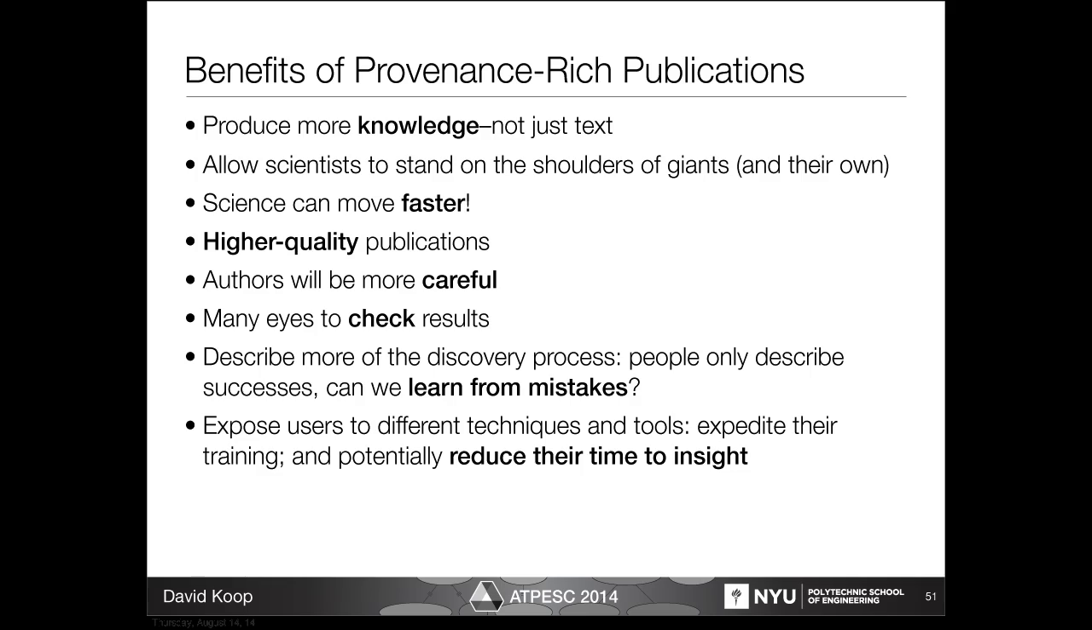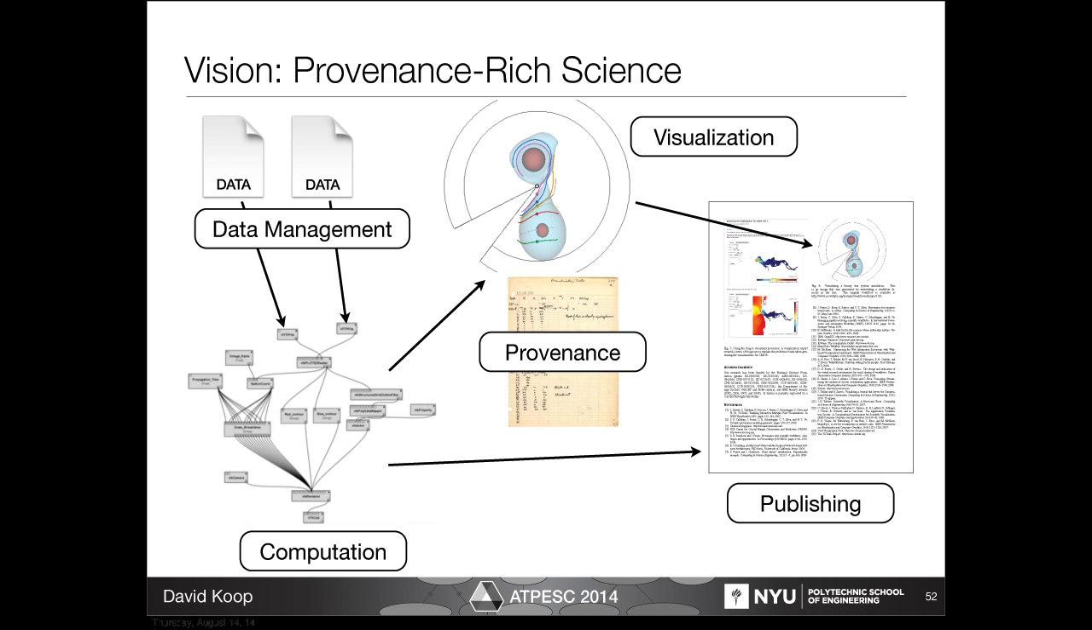But this goal of really trying to publish provenance-rich publications, where you can actually go out and get all of the stuff that's underneath the surface of the iceberg, the data, the workflows that are involved there, is something that hopefully produces more knowledge. You can have reviewers that can actually go check results a little better. Authors can be more careful. There's more eyes to sort of see what's going on. You don't have to build everything that's published yourself. And so hopefully this reduces the time to insight.